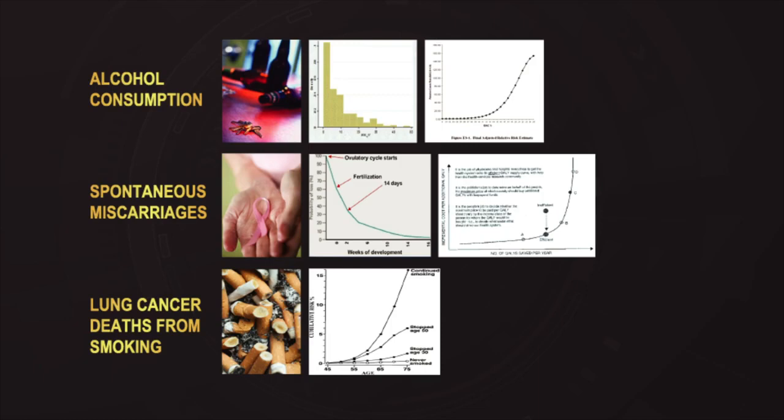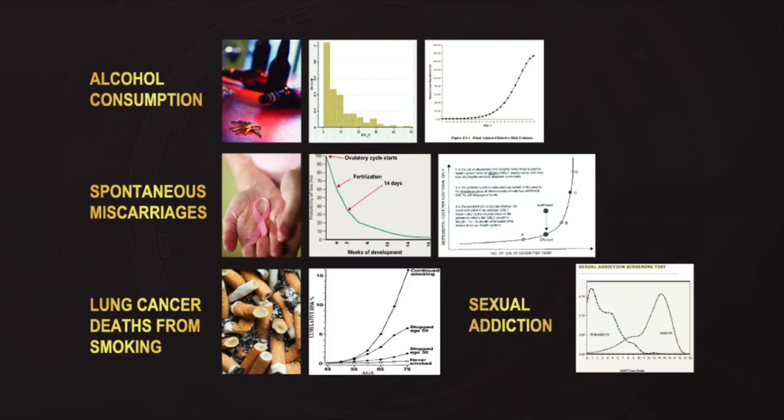The next chart, right below it, shows that the frequency of spontaneous miscarriage declines at a smooth logarithmic rate, and over to the right, that breast cancer risk increases exponentially, and below that, as does deaths from lung cancer due to cigarette smoking. And even social pathologies like sexual addiction, whereas the frequency of non-addicts drops, the severity of the remaining few's actions increase.